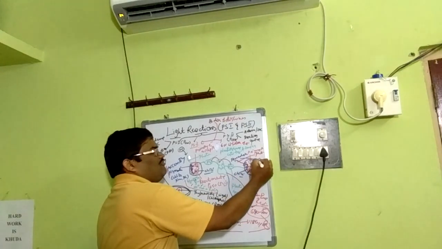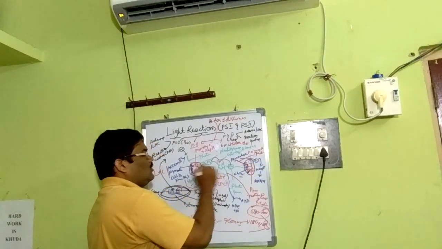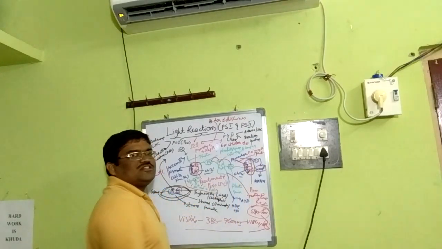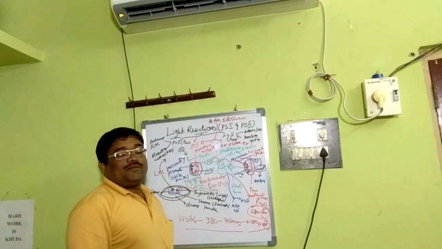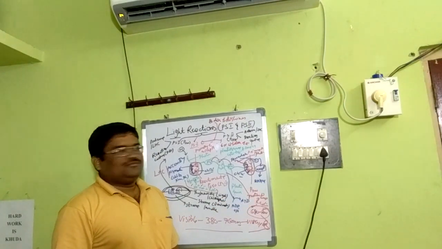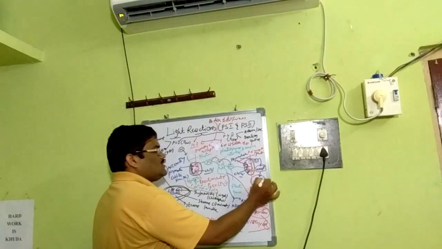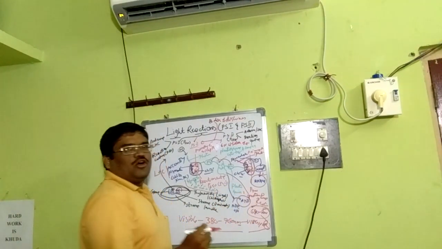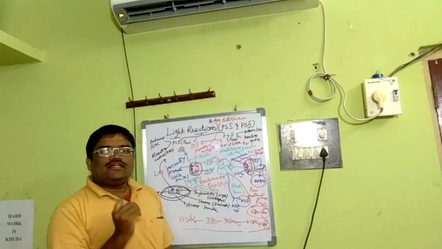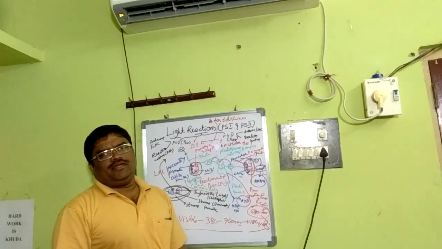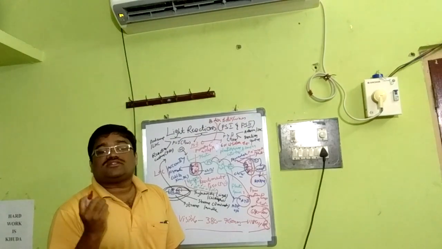And this ferredoxin, finally the electron goes to NADP plus, which is the final electron acceptor. That means NADP plus, the oxidized form, will be reduced to NADPH. So throughout this process we have synthesized two things, what we call potentially high energy chemical intermediates, ATP and NADPH. These are the products of the light reaction.